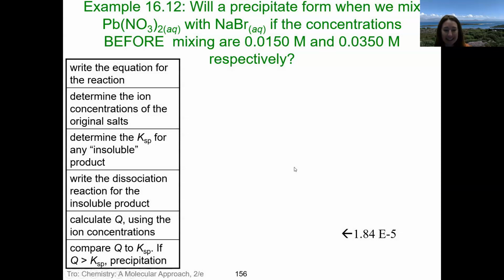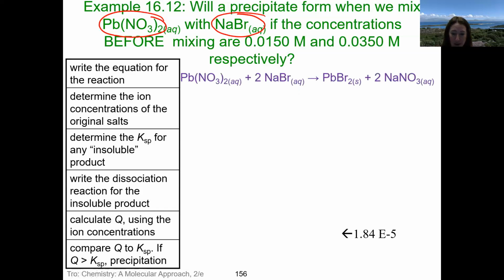Okay, so let's see. Will a precipitate form when we mix lead 2 nitrate with sodium bromide if the concentrations before mixing are 0.05 molar and 0.035 molar? Okay, so we're going to react these with a double displacement reaction. All the way back, remember double displacement reactions? I'm just going to write it for you because I'm assuming you know how to do your double displacement reaction. So here is our solid. That's what we're making. So the question is, will a precipitate form?